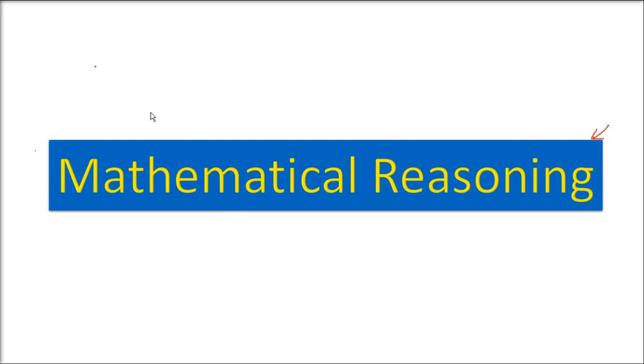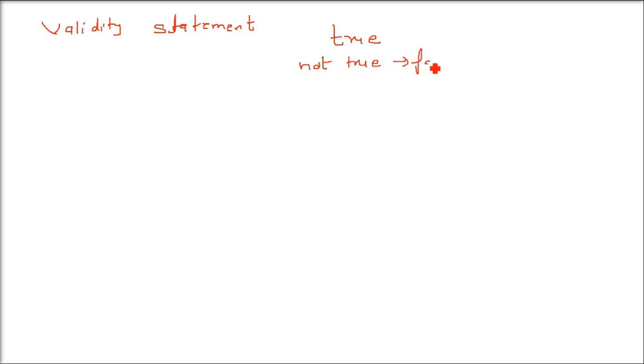This is mathematical reasoning we are taking. Now we are looking at the validity of statements. Checking the validity of a statement means what? It means checking when it is true and when it is not true. Whenever it is not true, it means it's false. So this is the validity of a statement.